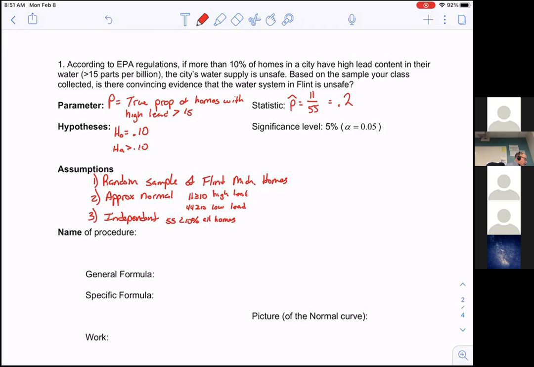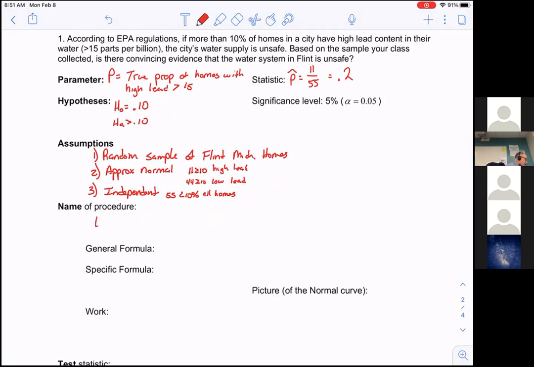Okay. Name of the procedure. So again, we're going to conduct a one sample z-test for proportions, is one way to write that. Acceptable language is also a one prop z test. And the reason I say that's acceptable is because we're going to run to our calculator, and that's going to be our calculator speak of what we do.